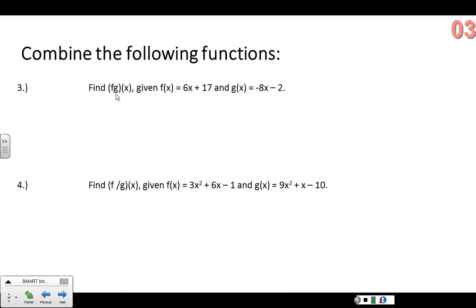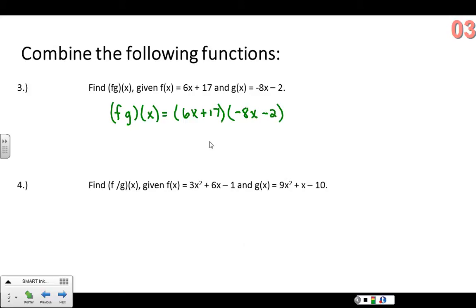F times g of x, we know this is multiplication because f and g are both beside each other with no operator between. So when they're right up against each other, that means multiplication. So we're going to do the same thing here. F g of x, 6x plus 17 times negative 8x minus 2. So I have to multiply these two polynomials together.